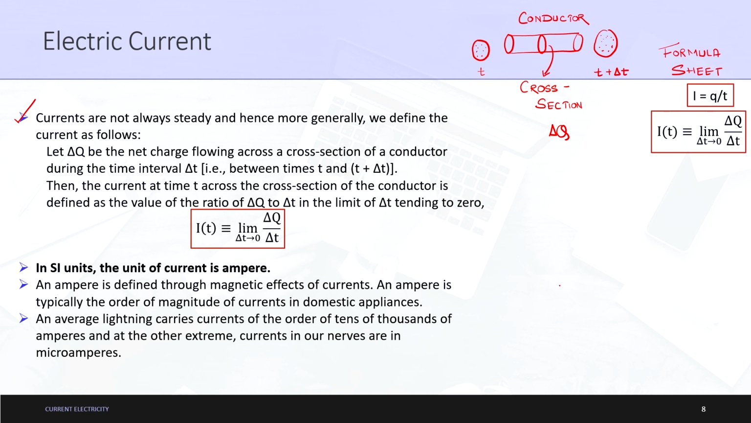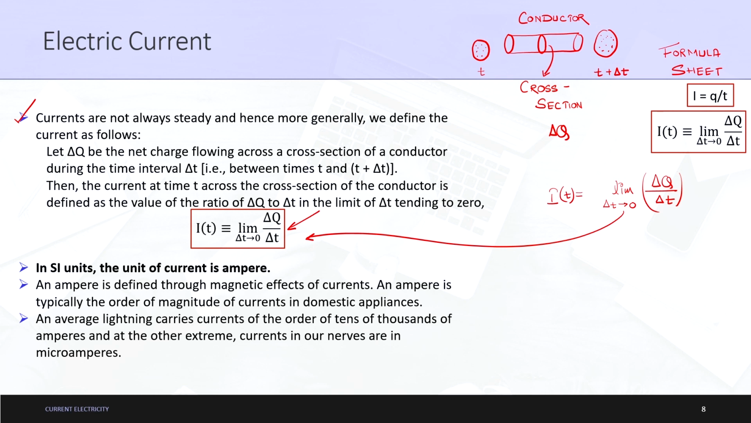Okay. Then the current at time t across the cross section of the conductor is defined as the ratio of delta q to delta t, that is delta q by delta t, in the limit delta t tending to 0. Hence, current is defined in this mathematical form, delta q by delta t. If we need to find the instantaneous value, then we just put the limit, delta t tends to 0. And this is nothing but what is called your current. As it is a function of time, it is written as I of t. So, this is the same formula being devised here.